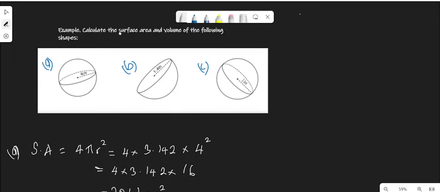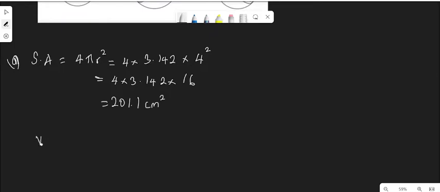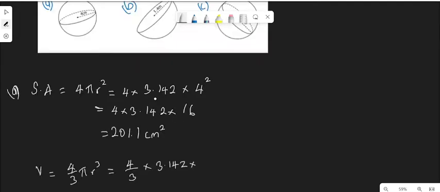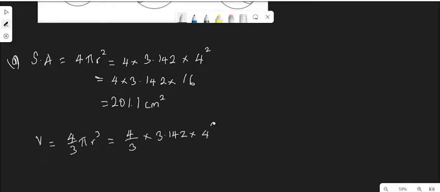And the question says we should calculate the surface area and the volume. The volume of a sphere V is 4 over 3 pi r cubed. That is 4 divided by 3 times 3.142 times the radius. Radius is 4, so 4 cubed. 4 cubed means 4 times 4 times 4. I have 4 over 3 times 3.142. 4 times 4 is 16. 16 times 4 is 64.